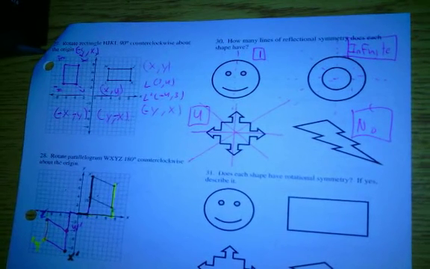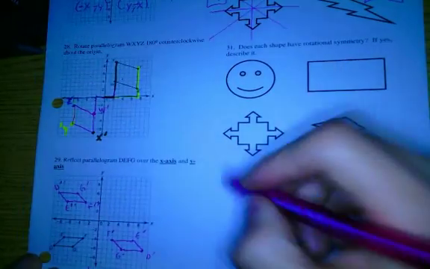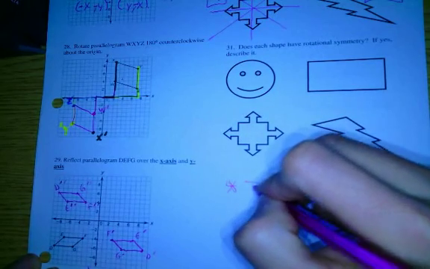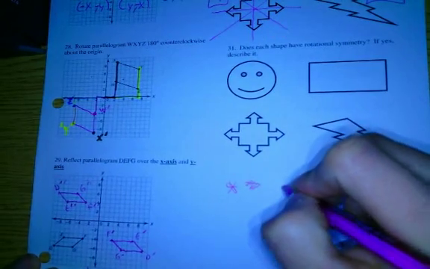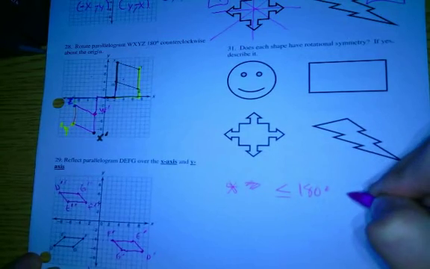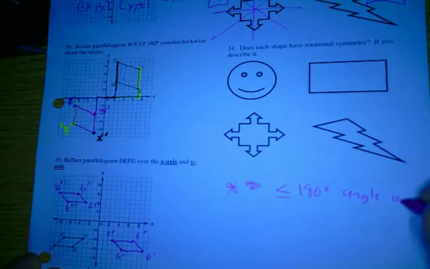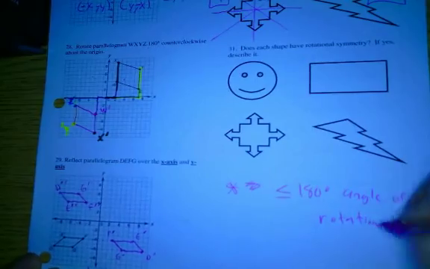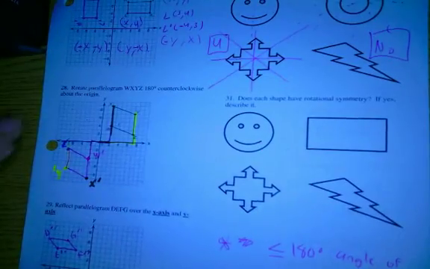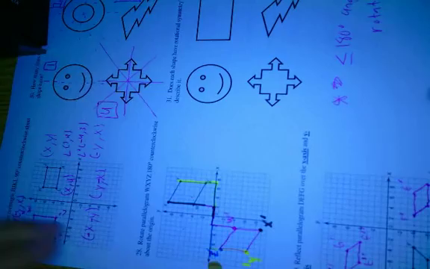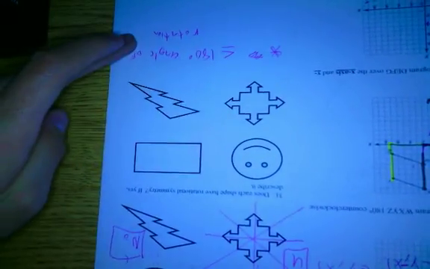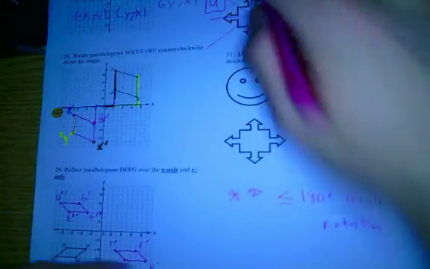Okay? Rotational symmetry, one thing you need to remember is that it has to be less than or equal to 180 degrees as far as the angle of rotation. So for example, look at the smiley face. If I rotate 90 degrees, it doesn't look exactly the same. If I rotate 180, it doesn't look exactly the same. So it doesn't look exactly the same unless I rotate 360. But according to definition, it has to be less than or equal to 180. So that means that this one has no rotational symmetry.